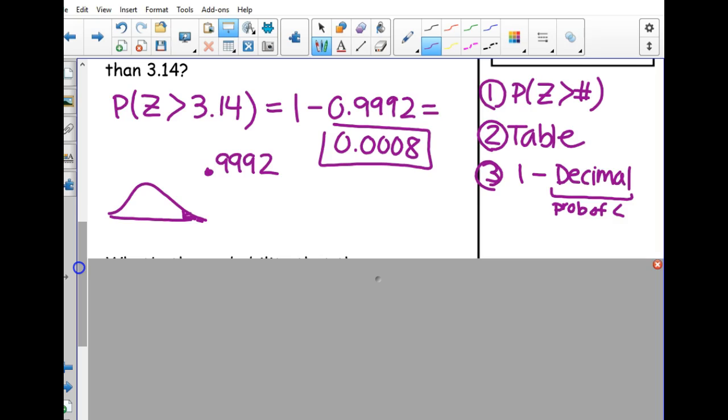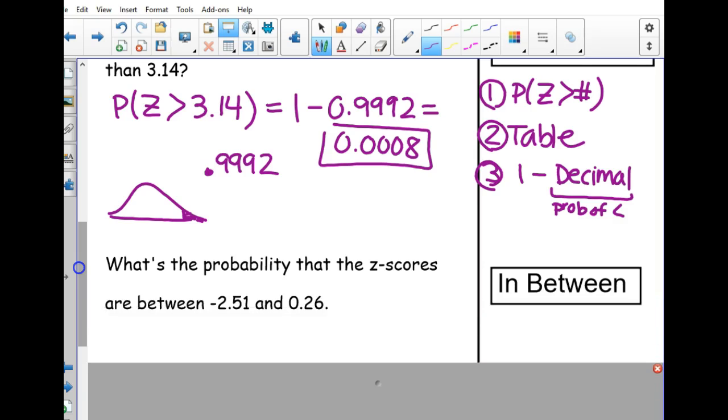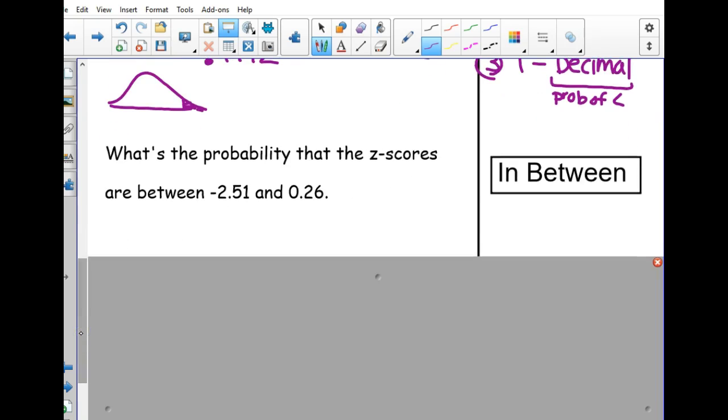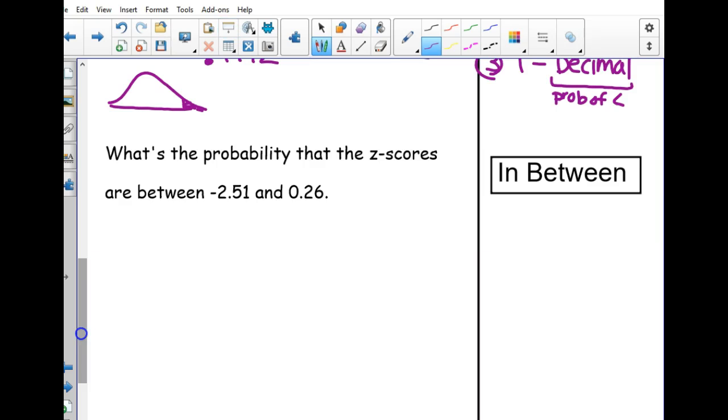All right, the last one we're going to do before we do a word problem, and we're almost done. You guys are doing a nice job. Am I going too fast at all? No. The last one is an in-between. Sorry guys, what's the probability that the z-scores are between negative 2.51 and 0.26? I'm just giving you a second to write it down. So write down the question. I don't want to go too fast, so everyone get it down. And again, note your key words here. So we had a less than, we have a greater than, and now we have an in between.